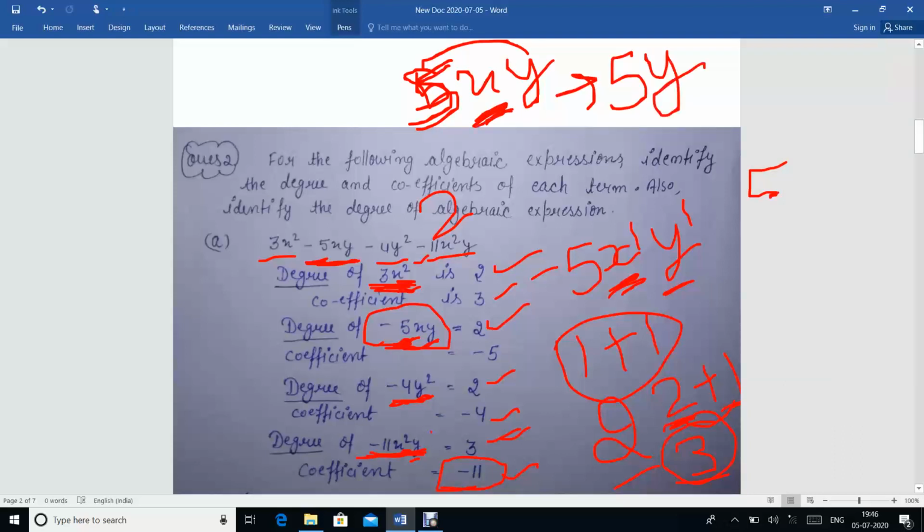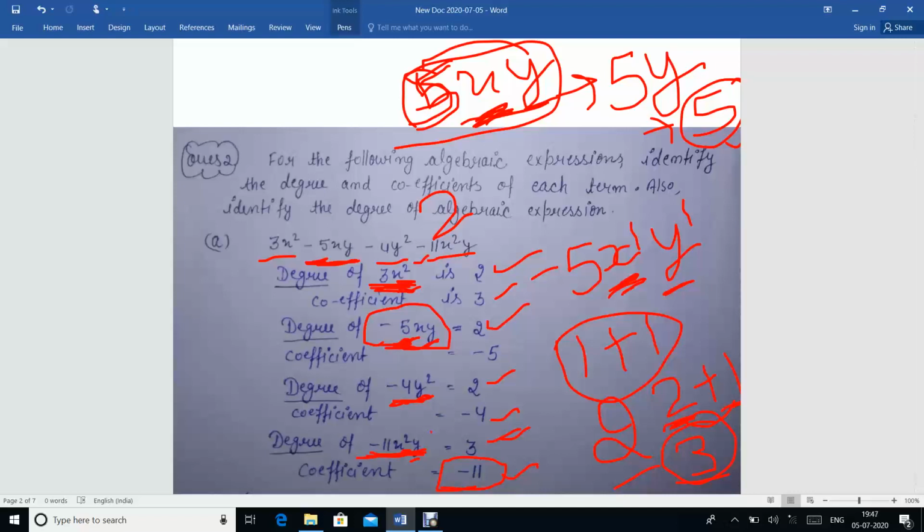But if you are asked the coefficient of this term, then you have to write 5. If you are asked the coefficient of the term, then 5 will be the coefficient of this term. Always we will write the numeric coefficient. I hope all of you understand up to here. Still, if you have any problem, then you can ask me.